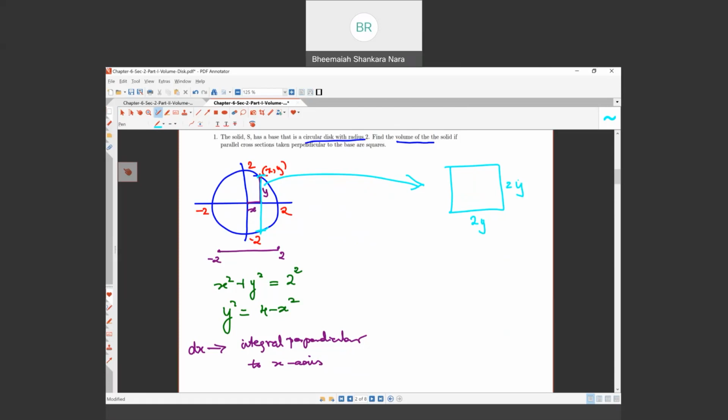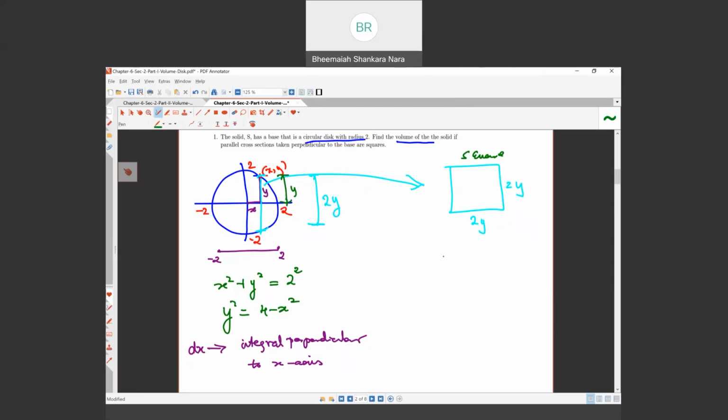Because when you calculate this distance here, this will be 2y. Hence the base, the width and the length of the squares will be 2y, whereas if you carefully observe, this distance here will be y. So this is the square base. Each of these cross sections will be a square base.